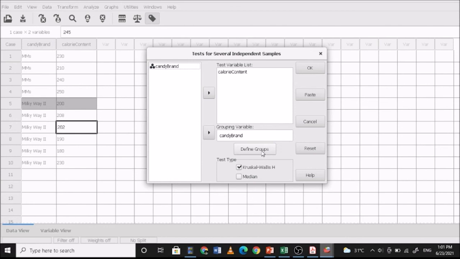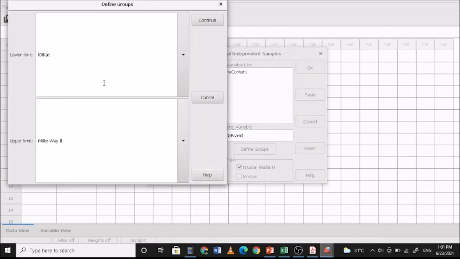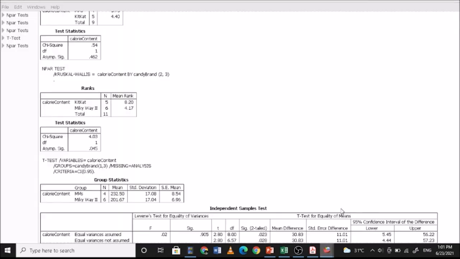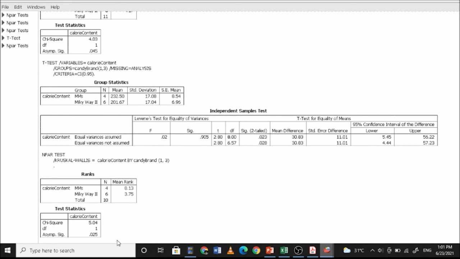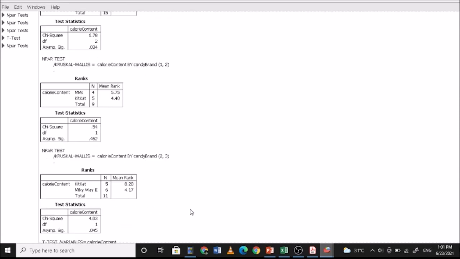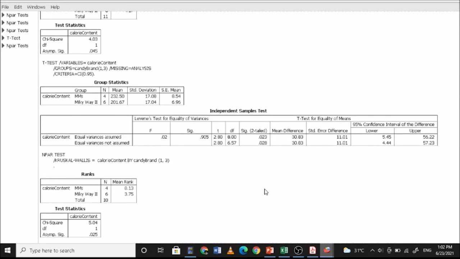Then you define groups. M&M's and Milky Way, there is no value for Kit Kat. Just simply continue and this is now okay. So the result is 0.025. So there is a significant difference between your M&M's and Milky Way, which is the same as your independent samples t-test result. So that's the Kruskal-Wallis test and its post-hoc. Either you use the Mann-Whitney or the t-test, but I suggest that you use the Mann-Whitney.